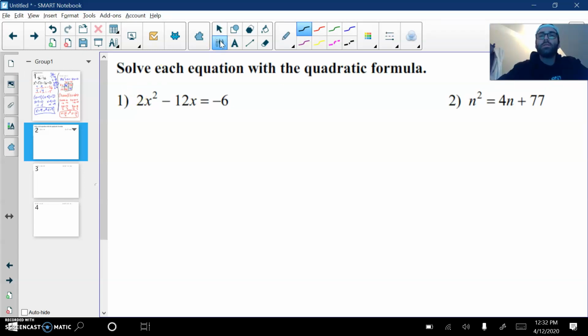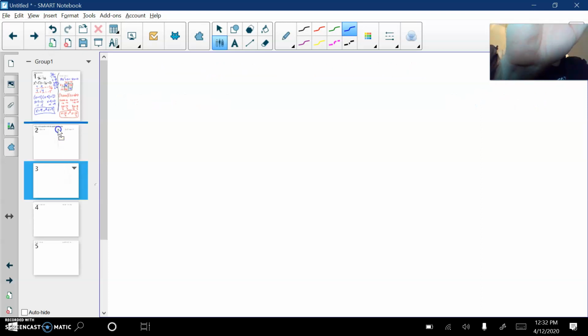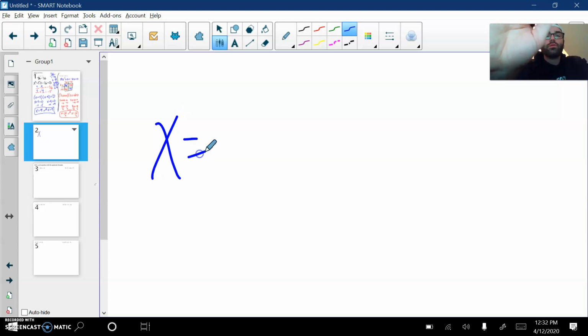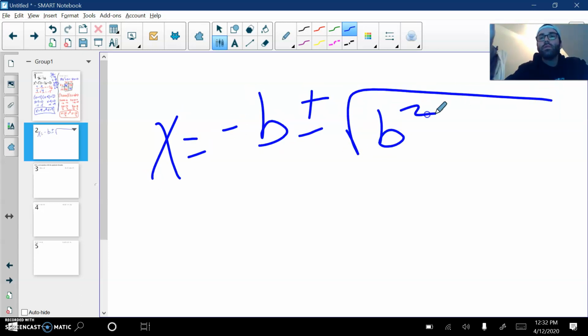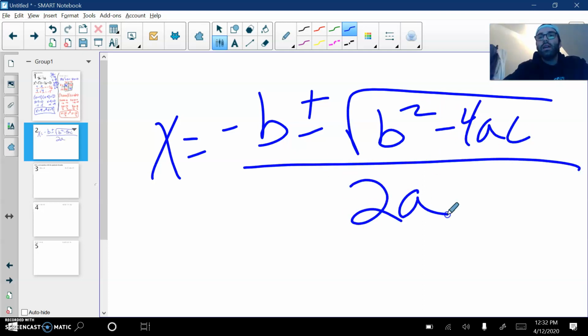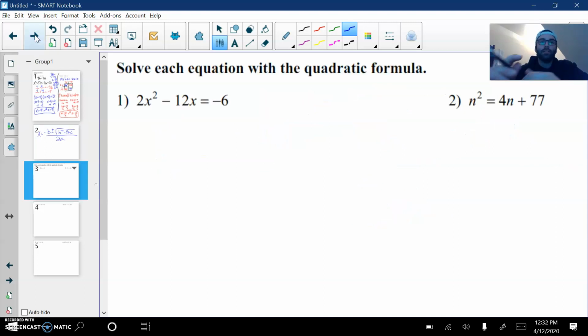This is day 2 of the quadratic formula. Remember the quadratic formula. I'm going to write it down for you. Okay, it's x equals opposite b plus or minus the square root of b squared minus 4ac all over 2a. I remember that from my 8th grade math teacher, Mrs. Comack. Burned in my memory forever.